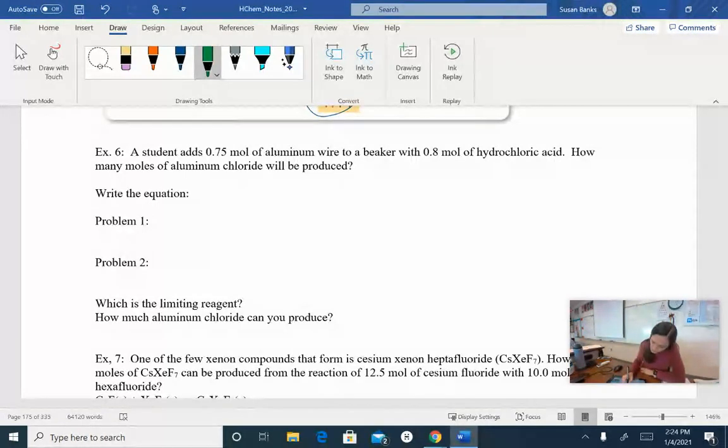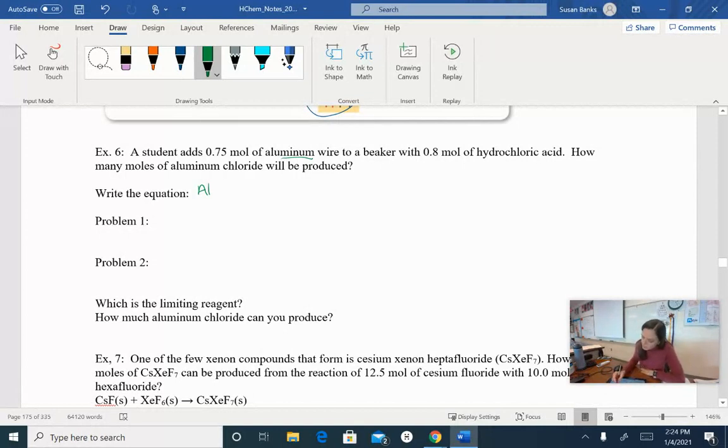We have aluminum wire, which is just going to be aluminum, and we're using hydrochloric acid. That hydro means it's a binary acid, so I know I have hydrogen and chlorine. Hydrogen is a positive 1 and chlorine is a negative 1, so I know I'm going to need a 1-to-1 ratio for hydrochloric acid.